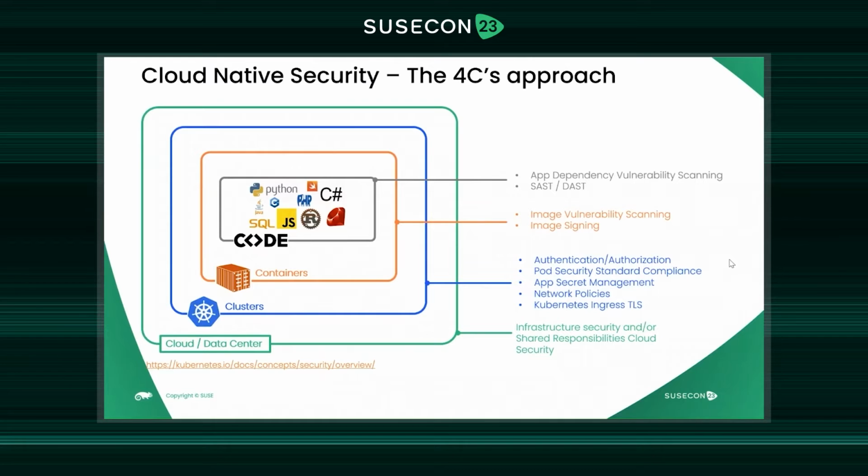First level being cloud or infrastructure level security. Second level being cluster level security. Third level being container level security. And finally, the code has to have code level security as well, right? So these are the four C's of container security basically. So for our session today, we'll be concentrating on cluster level security, basically on pod security standard compliance.